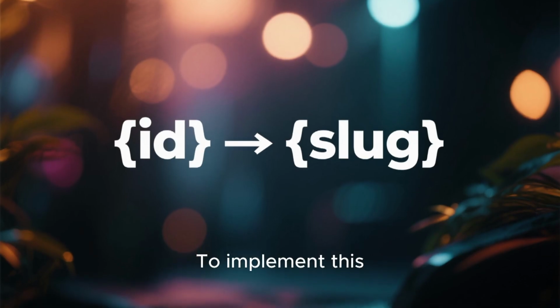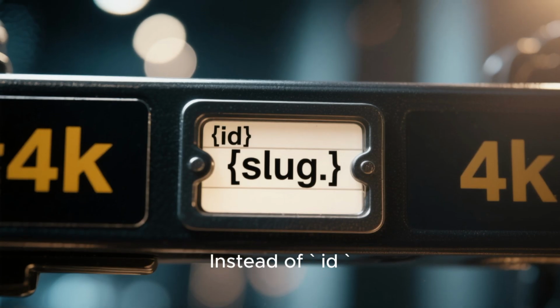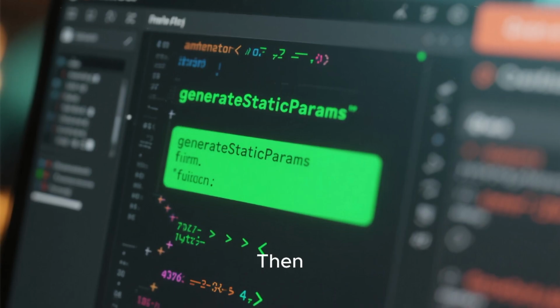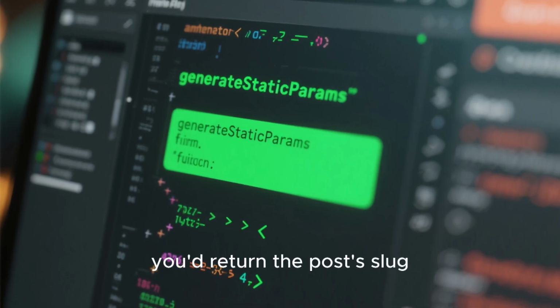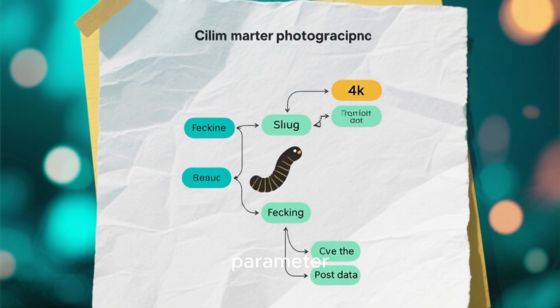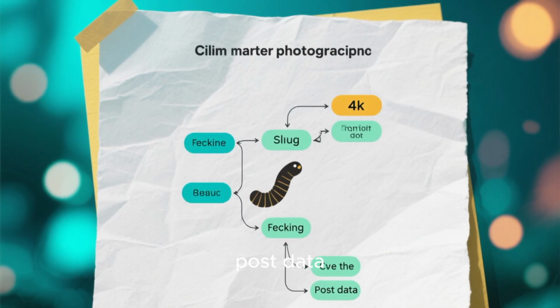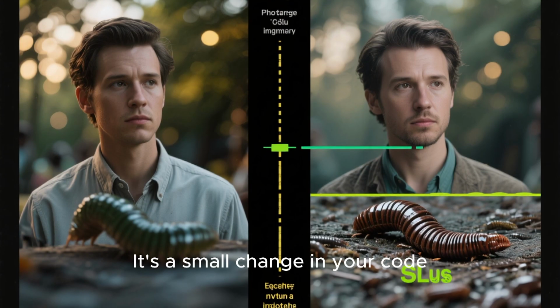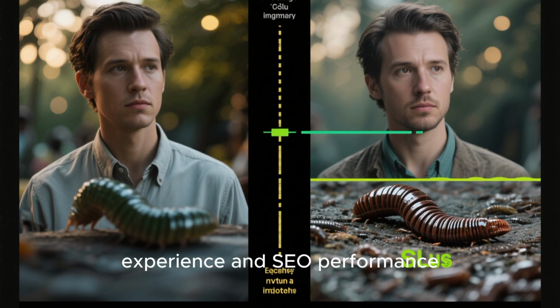To implement this, you simply change your dynamic folder name. Instead of [id], you'd name it [slug]. Then, in your getStaticPaths function, you'd return the post slug instead of its ID. Your page component will receive this slug as a parameter, and you can use it to fetch the corresponding post data. It's a small change in your code, but it makes a massive difference in user experience and SEO performance.